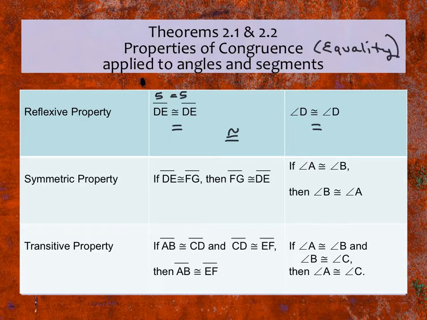So these are the same properties as yesterday: reflexive, symmetric, and transitive. But now instead of an equal sign, we've got a congruent symbol.